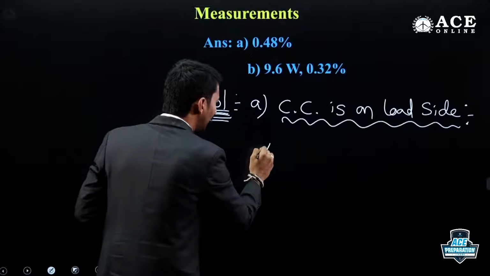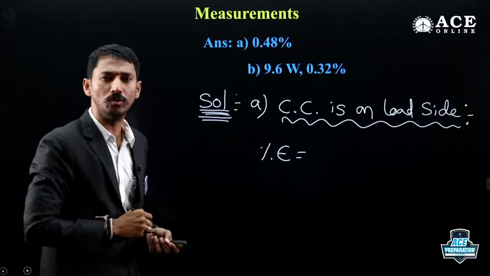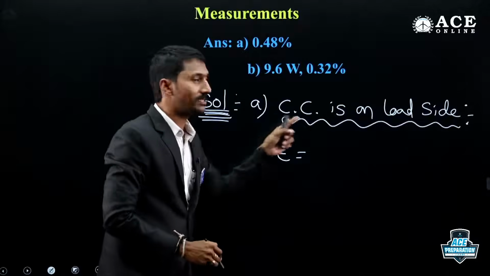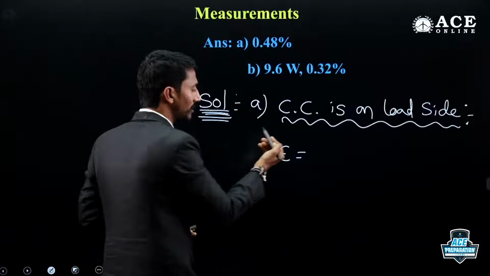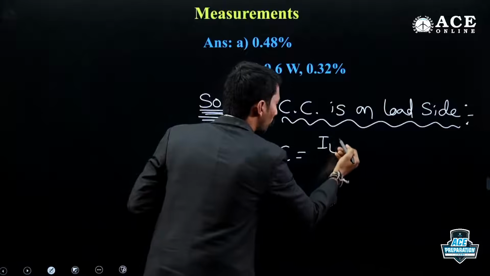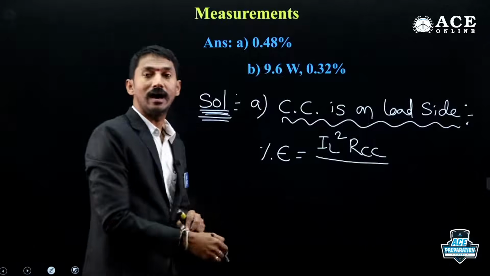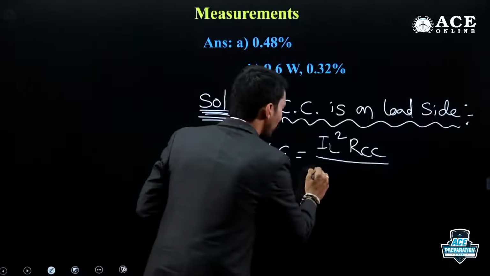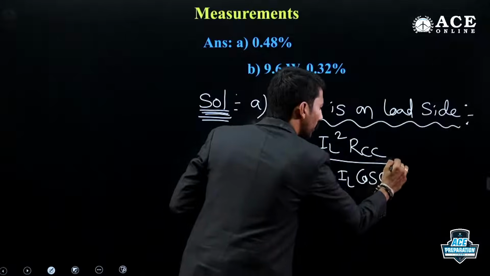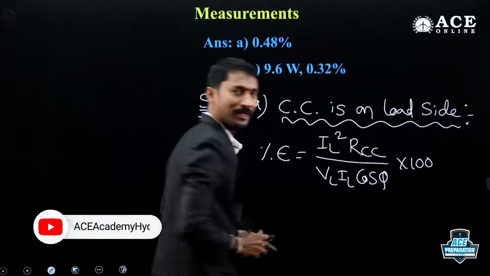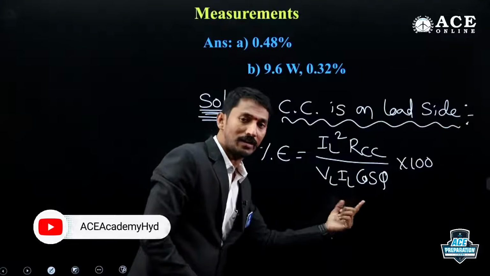Sir, percentage error is equal to, do you remember the formula? Percentage error when the current coil is on the load side. So automatically, what is the formula? IL square RCC by VL IL, of course, into cos phi into 100. This is the error magnitude, and this is the true power, into 100.